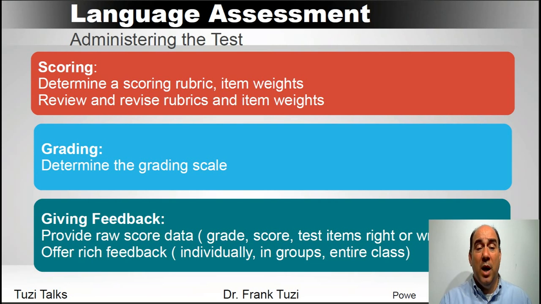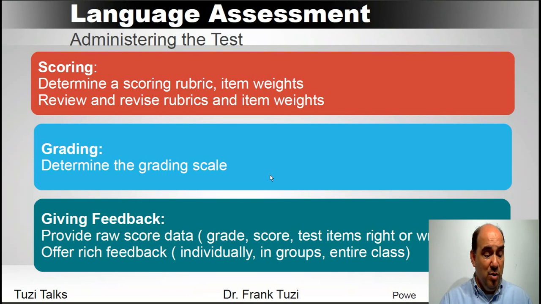You need to review and revise the rubrics and the item weights. Okay, make sure that everything is in play, and as you go through iterations of giving the test, you're going to be revising things. You need to determine a grading scale, okay? Whether it's 90, 80, 70, 60, or the 92, 85 type of thing. That's going to be up to you. But you should determine how it is that we determine a grade. And then lastly, provide feedback.